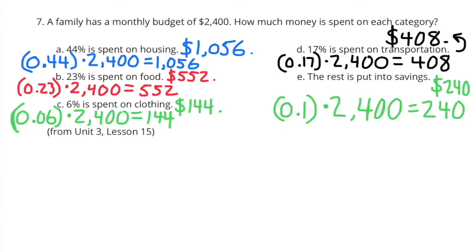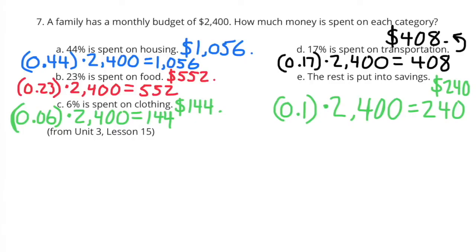23 hundredths times 2,400 equals 552. They would spend $552 on food. C. 6% is spent on clothing. 6 hundredths times 2,400 equals 144. They would spend $144 on clothing.